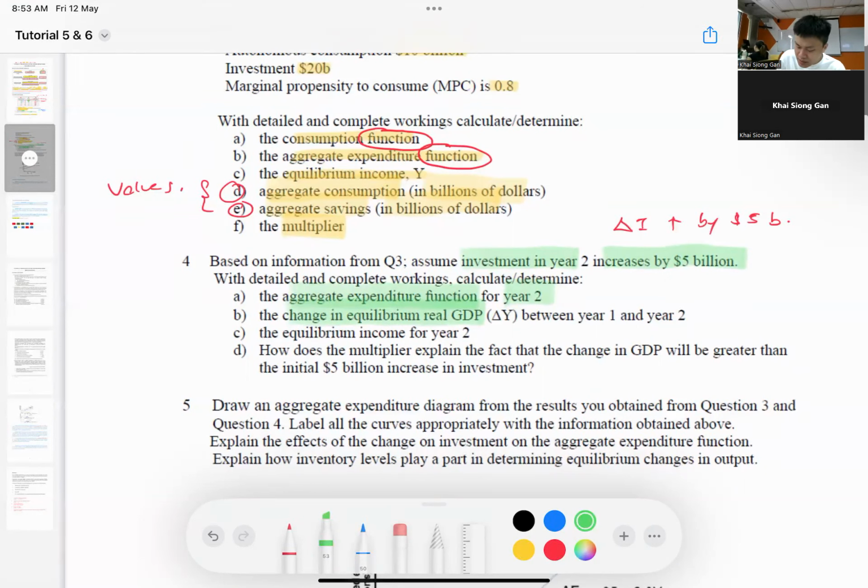Because now there's a change already. Just now, the equilibrium income is for the first one. Now there's a change already. I want to find the change. The change only. I'm not asking you to calculate the exact value yet. That's why there's a triangle over there, the change. And question C is only asking you to calculate the equilibrium income, which is the value. C here is only the values. This one is only the change. And the first one is only the function.